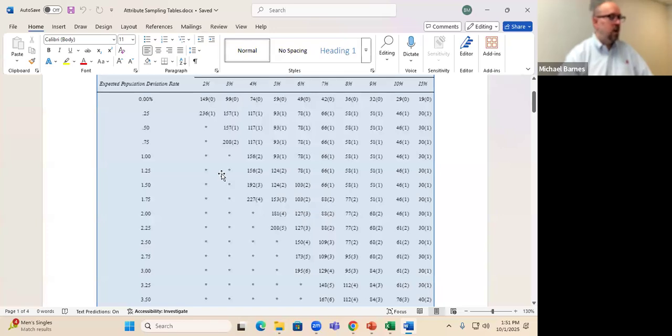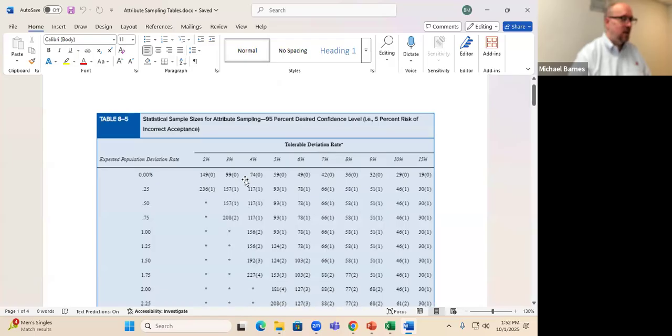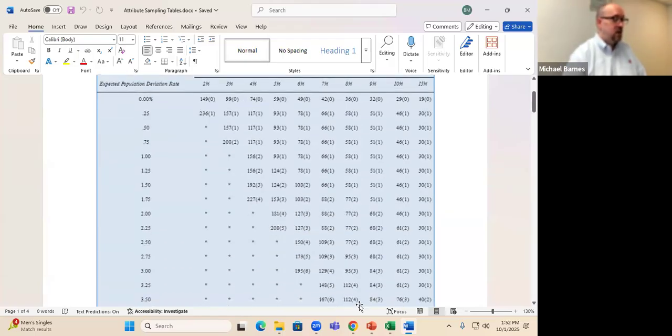Also, these stars over here, what do these mean? Well, these are basically saying that these are so large that effectively we have to test the entire population. So once we get such a small difference between our tolerable deviation rate and our expected population deviation rate, the table defaults to saying you have to test everything. So if I say I've got a tolerable deviation rate of 3, but an expected population deviation rate of 1%, this is telling us that's such a small difference that you basically have to test everything. That's an area we don't want to be in, by the way. That's bad times right there. So yeah, 127 is going to be our sample size.